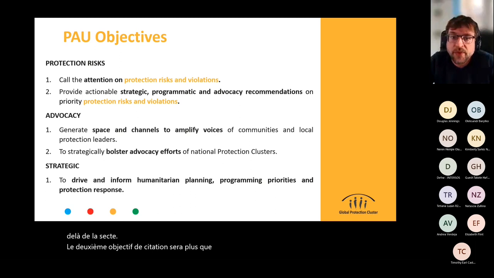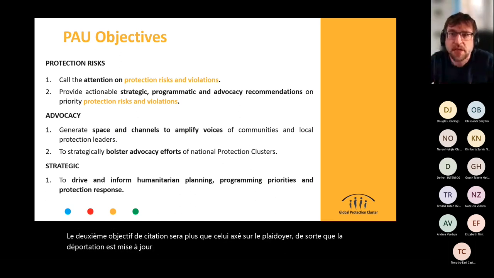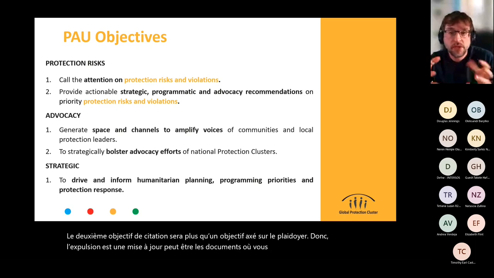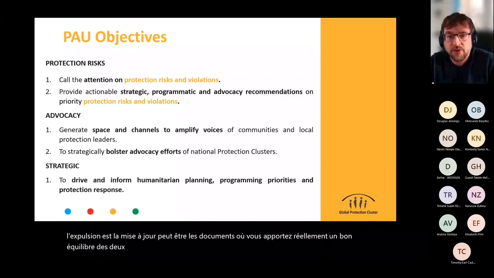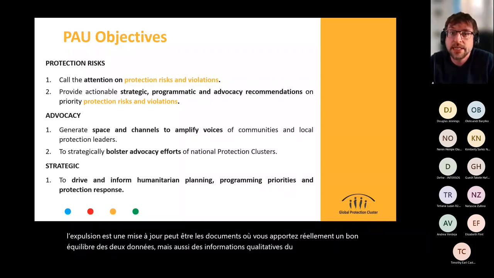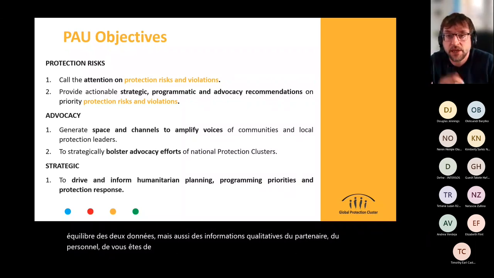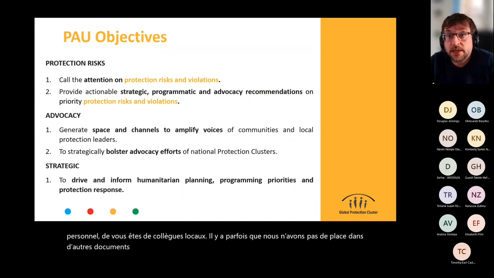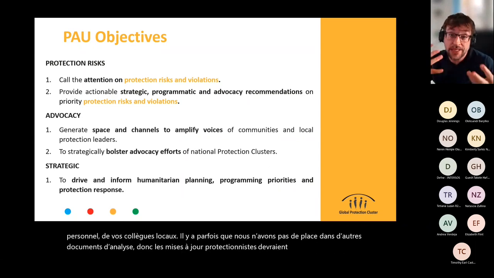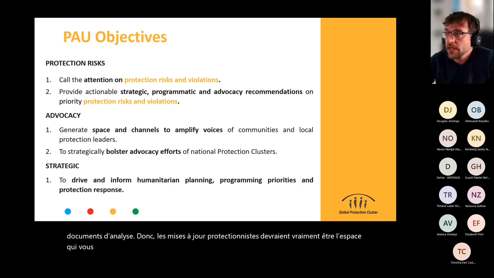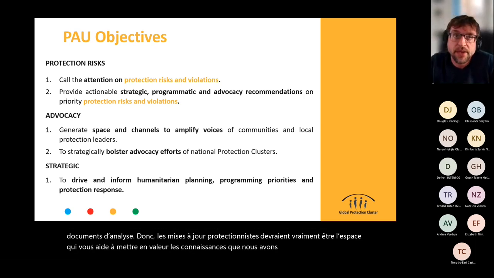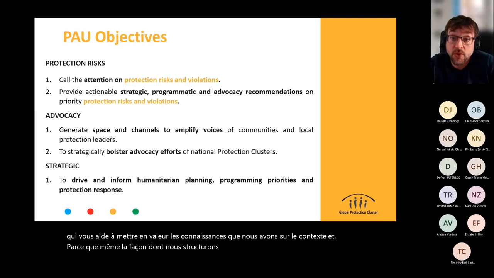The second core objective is more advocacy-oriented. The protection analysis update can be the document where you bring in a good balance of both data and qualitative information from partners, from the AoRs, from local colleagues, that sometimes we don't have space for in other analysis documents. So the protection analysis update really should be the space that helps you showcase the knowledge we have about the context. And of course, even the way we structure the new guidance is to support better use for advocacy.